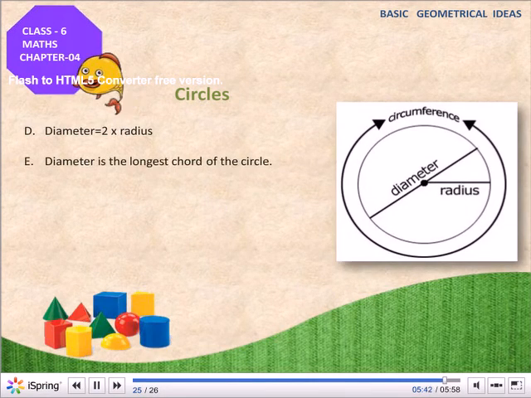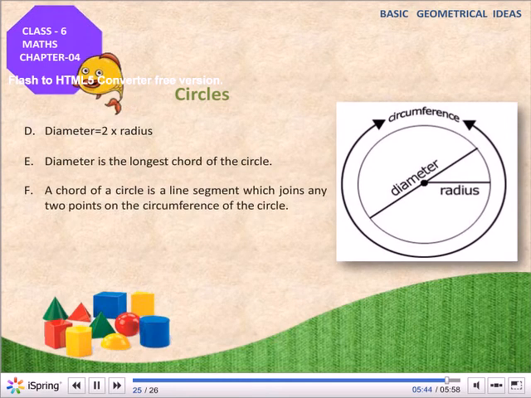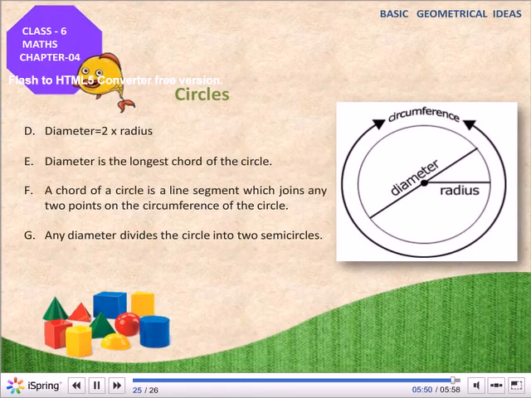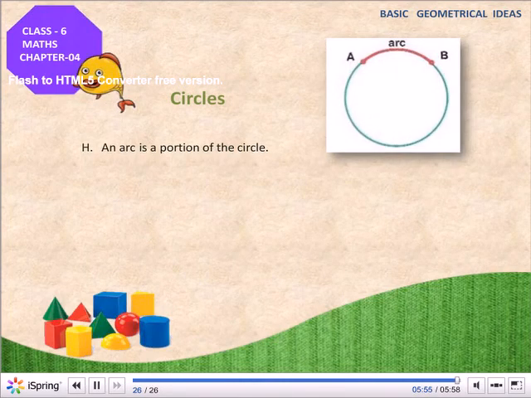Diameter is the longest chord of the circle. A chord of a circle is a line segment which joins any two points on the circumference of the circle. Any diameter divides the circle into two semicircles. An arc is a portion of the circle.